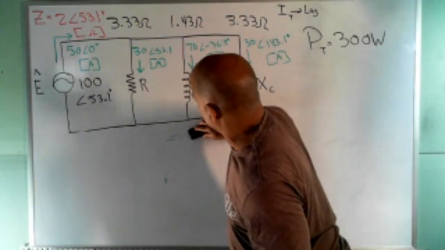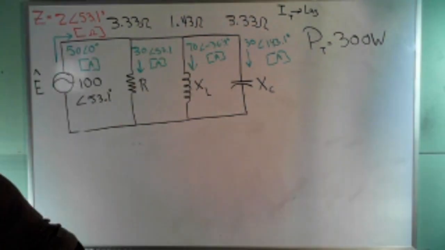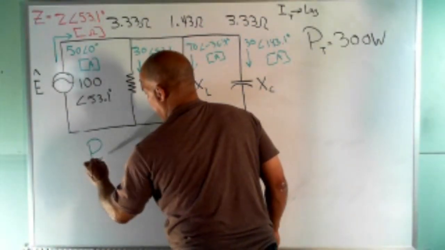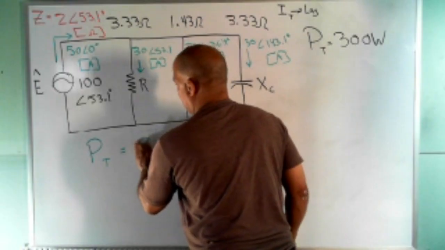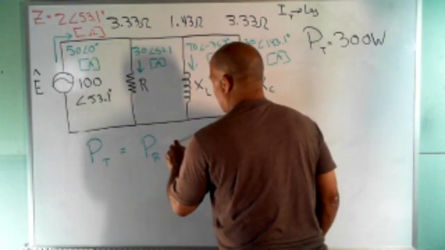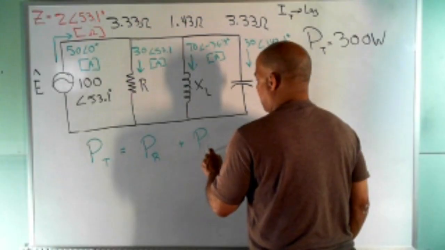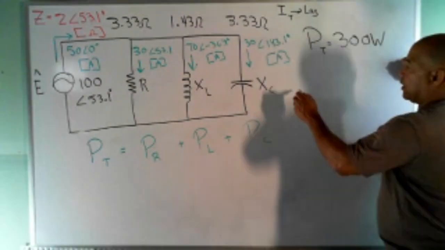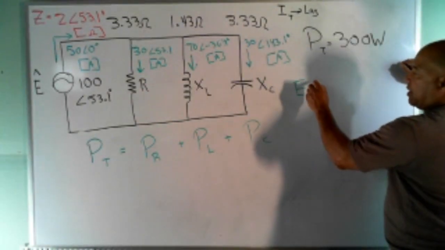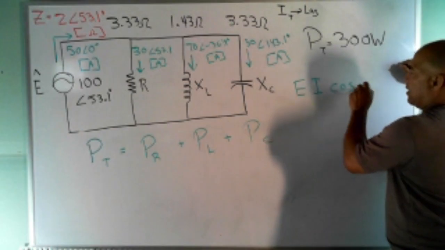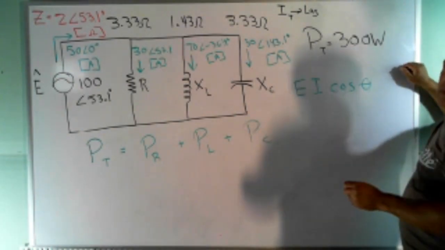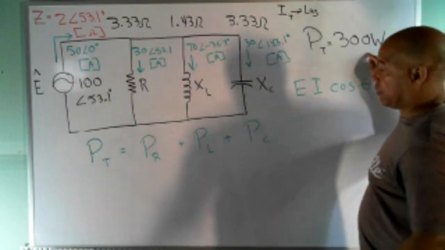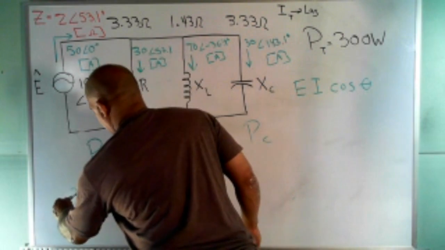So what he wants us to do is to show that the total power is equal to PR plus PL plus PC, based on this EI cosine theta. So we're going to write this for each term. Now we already got the left side. We know that that's 300. So I'm going to go ahead and put that over there. This is 300 watts.